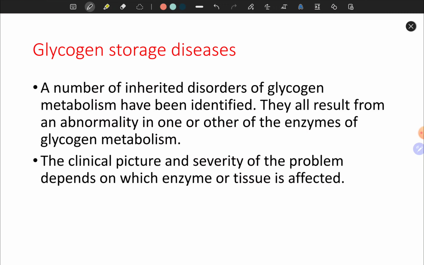Anyone can define hypoglycemia or blood glucose level in case of hypoglycemia? At which level is glucose called hypoglycemia? Below 40. Below 40 is hypoglycemia. Hypoglycemia, if untreated, will lead to brain damage and death.